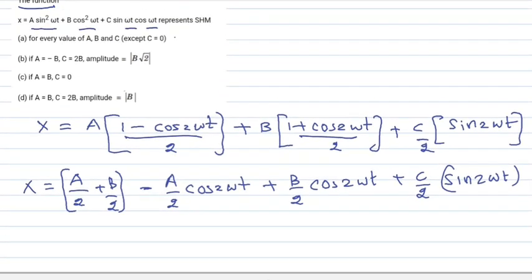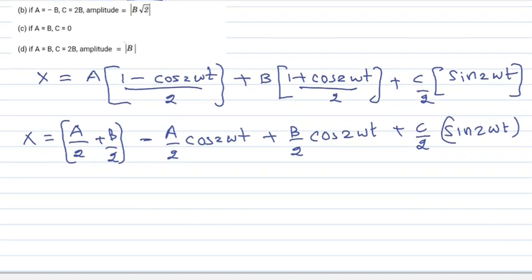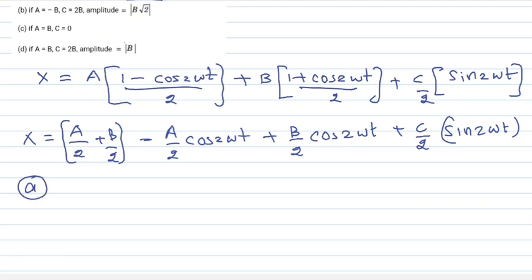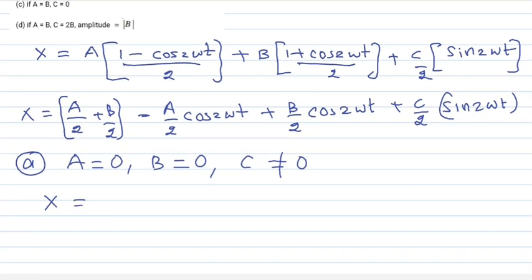So in the first option, we can see that for every value of a, b and c except c is equal to 0. So that means in the first option, we can take the value of a is equal to 0. We can take the value of b also equal to 0, but c not equal to 0. So now we will verify that. X is equal to, the first term becomes 0 anyhow, second term also becomes 0, third term becomes 0, fourth term can be taken as plus c by 2 into sin 2 omega t.